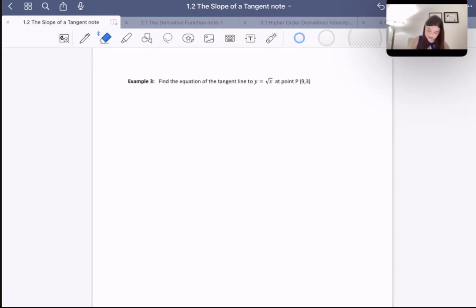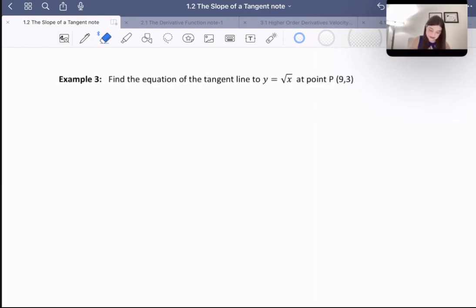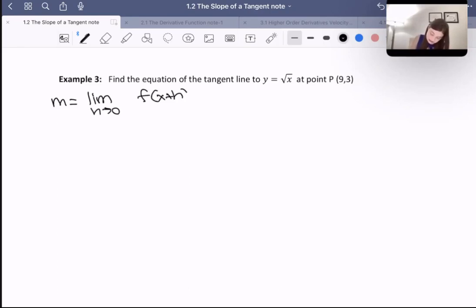Okay, example 3. Find the equation of the tangent line to y equals root x at point P(9, 3). For this one, we start the same way. Just a reminder, m is equal to the limit as h approaches 0, f of x plus h, subtract f of x, over h. Now we're going to sub in our equation. We're going to treat y the same as f of x.